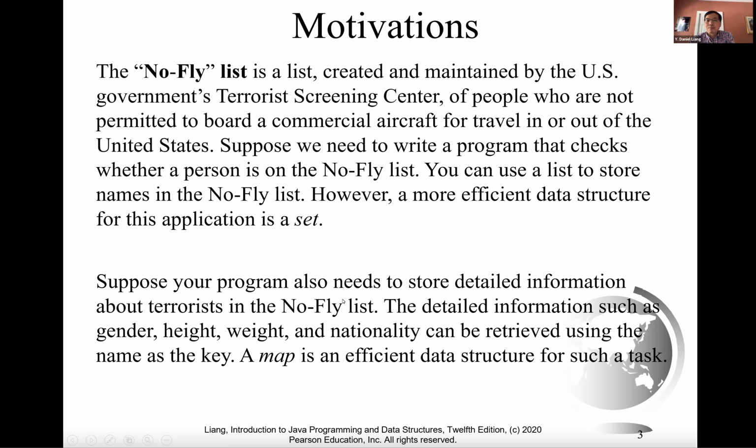Suppose your program also needs to store detailed information about the terrorists in the no-fly list. The detailed information such as gender, height, weight, and nationality can be retrieved using the name as the key. A map is an efficient data structure for such a task. Let's look at the set now.